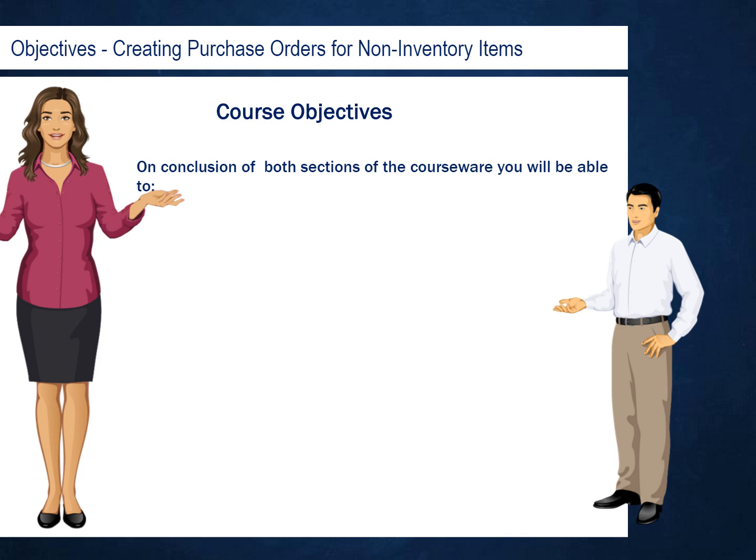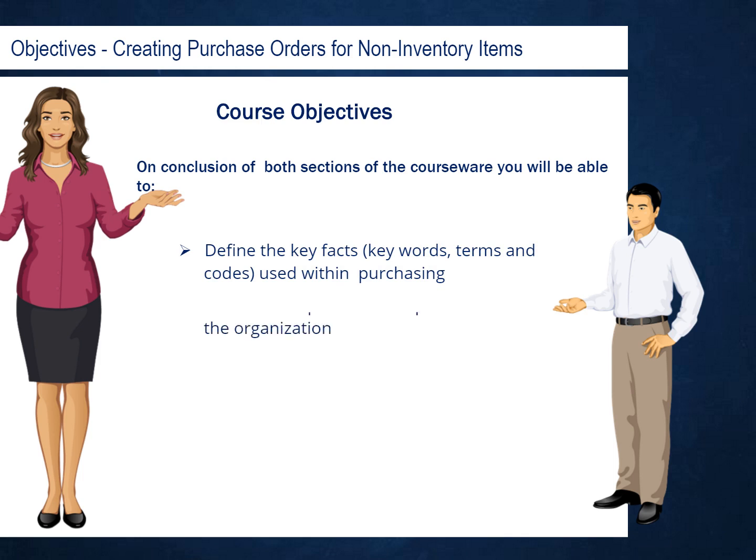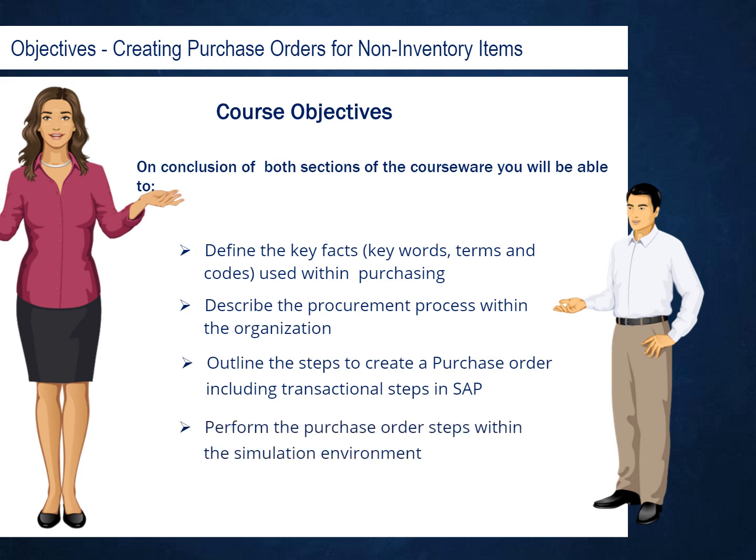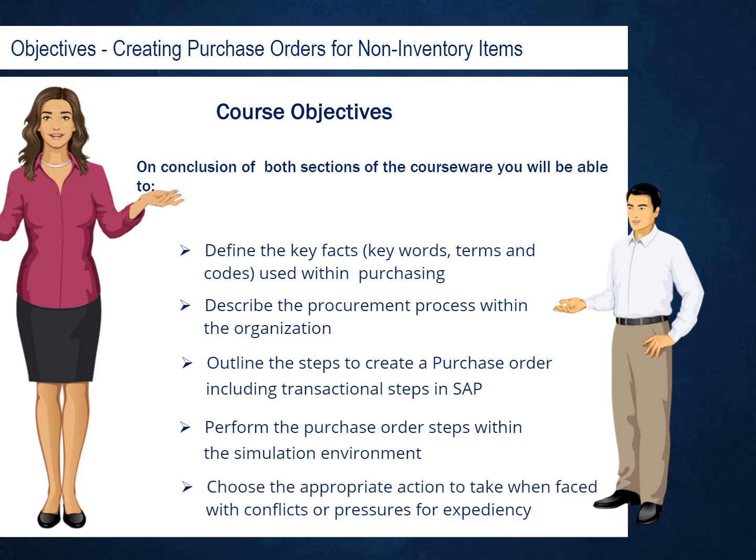Let's begin. After completing the course you will be able to define the key facts, keywords, terms and codes, used within purchasing. Describe the procurement process within the organization. Outline the steps to create a purchase order including transactional steps in SAP. Perform the purchase order steps within the simulation environment. Choose the appropriate action to take when faced with conflicts or pressures for expediency.